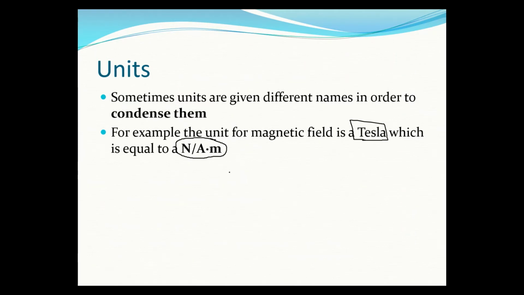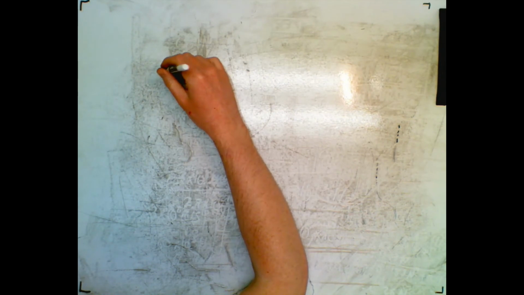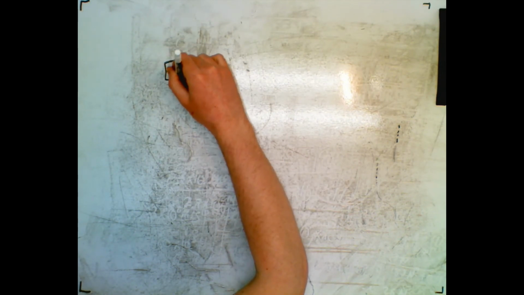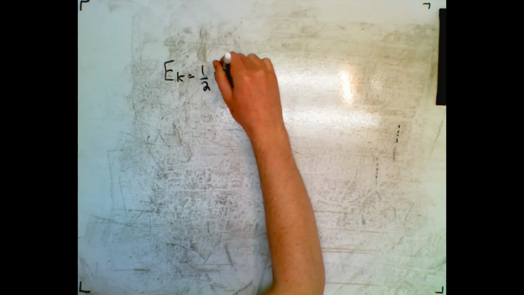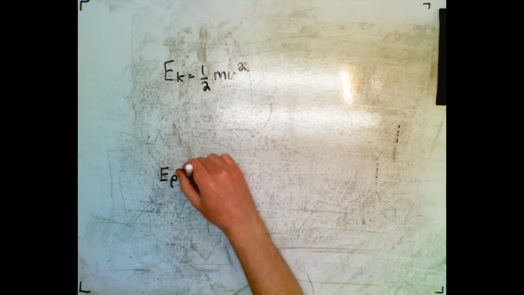So if we want to figure out what a Tesla is equal to or what a Newton is equal to, we can use the formula to help us, right? So we're going to find out what makes up a joule. So I'm going to switch screens. I'm going to use my board here. So we have two formulas to find a joule. We have EK equals 1/2 mv squared. And we also have EP equals mgh.